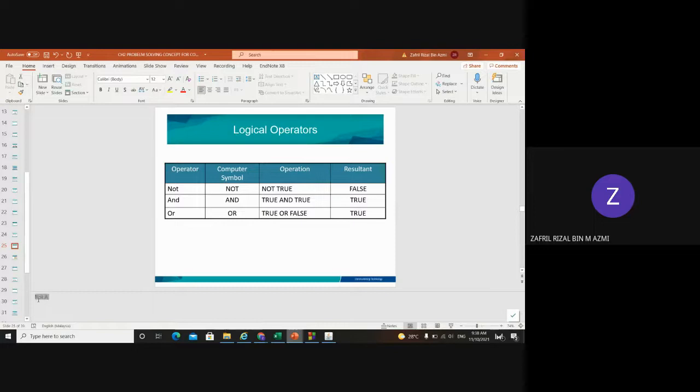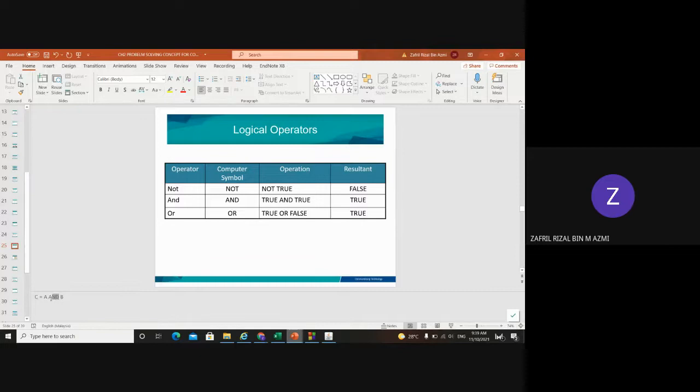Then we have AND. For example, let me do the equation. C equal to A and B. A is true, B is false. So C equal to false. AND requires both to be true to get a true value. If one is false, then the answer is going to be false.